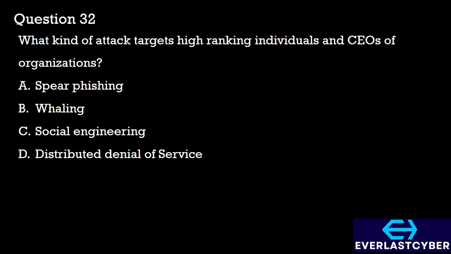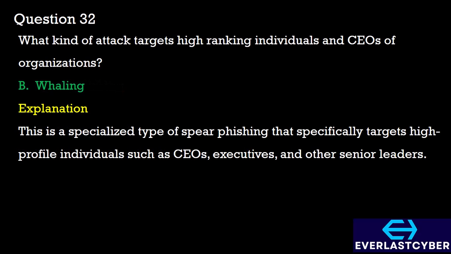Question 32. What kind of attack targets high-ranking individuals and CEOs of organizations? A. Spear phishing. B. Whaling. C. Social engineering. D. Distributed denial of service. For this, we'll be going with option B. Whaling is a specialized type of spear phishing that specifically targets high-profile individuals in a company, such as the CEOs, the executives, and other senior leaders.